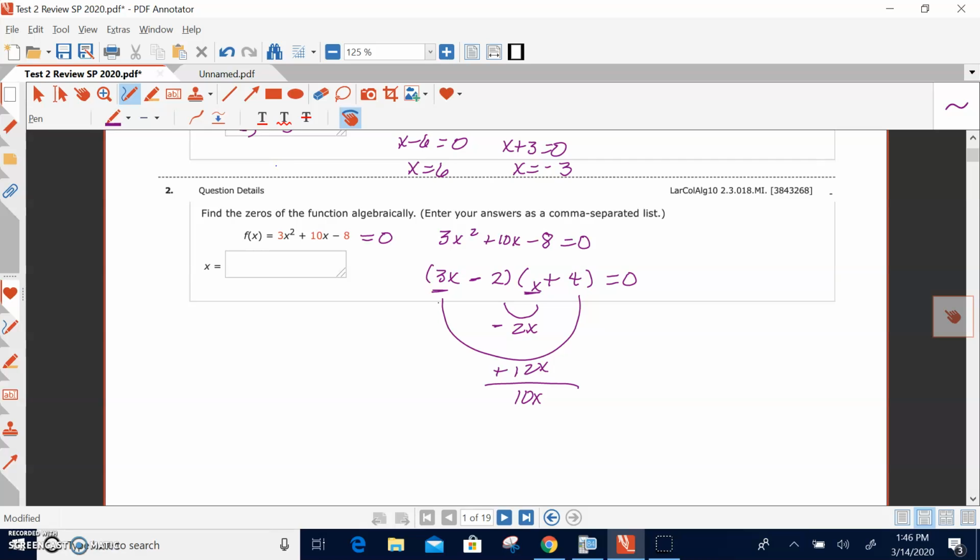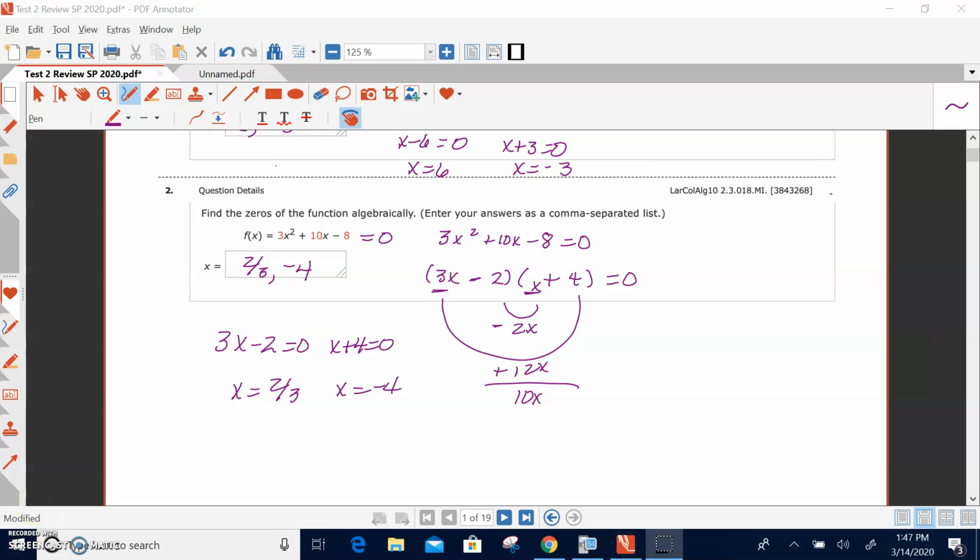So there we go. It's factored, so let's set each factor to 0. And let's solve them. This gives me a 2/3, and this one gives me a negative 4. So we're going to write our answers as a comma-separated list. So 2/3, comma, negative 4.